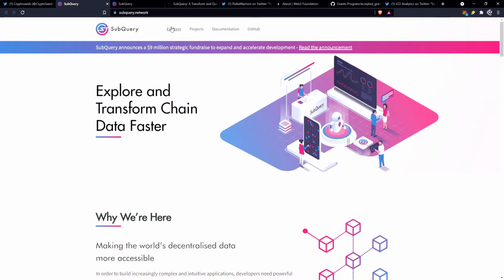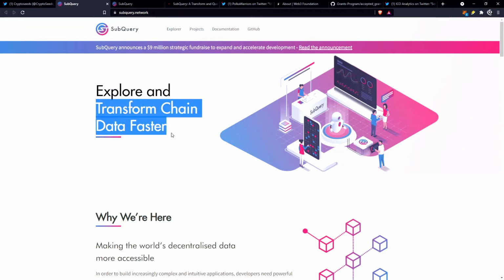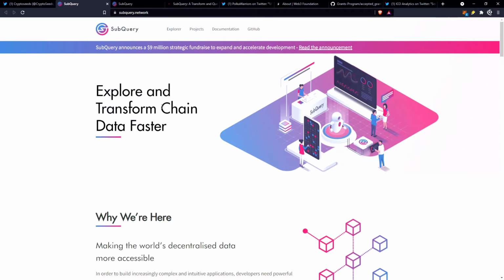The project name is Subquery. So in brief, Subquery is a data provider. It transforms chain data faster. It is a data provider which will provide on-chain data. That's a major thing. A key thing to be noticed is that it is providing chain data, so it is not an oracle.